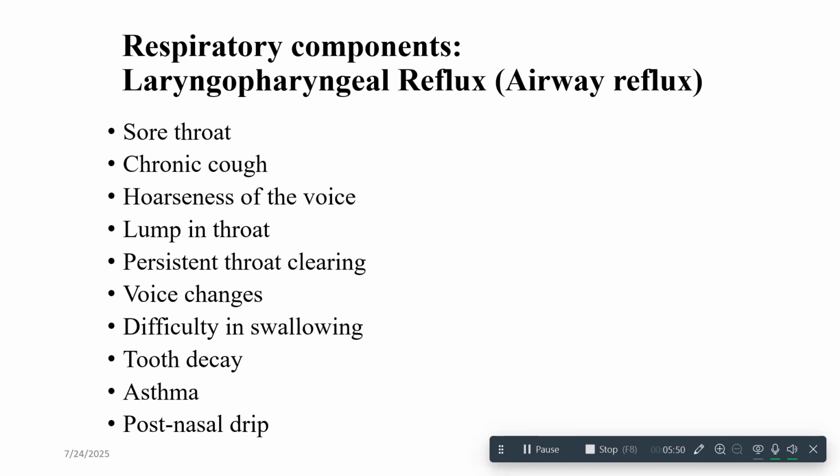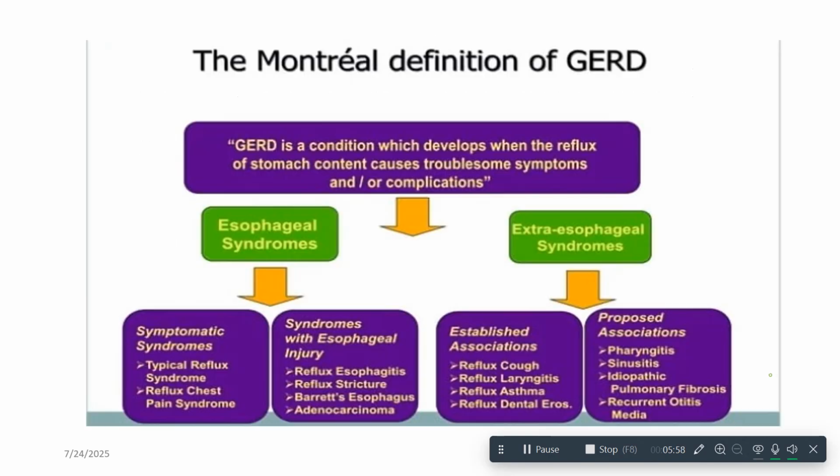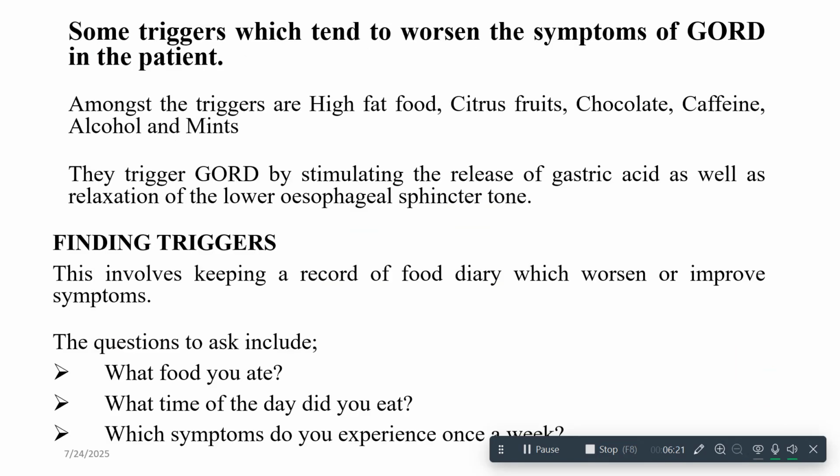Other respiratory symptoms include the feeling of a lump in the throat, persistent throat clearing, voice changes, difficulty swallowing, tooth decay, and postnasal drip. Then we have the Montreal definition of gastroesophageal reflux disease. It says it's a condition which develops when the reflux of the stomach contents causes troublesome symptoms and complications. Then we have esophageal reflux, as I've said before, and extra-esophageal symptoms, which are the cardiac and the respiratory. So what are the triggers that tend to worsen the symptoms of GERD? Among the triggers is a high fat diet.